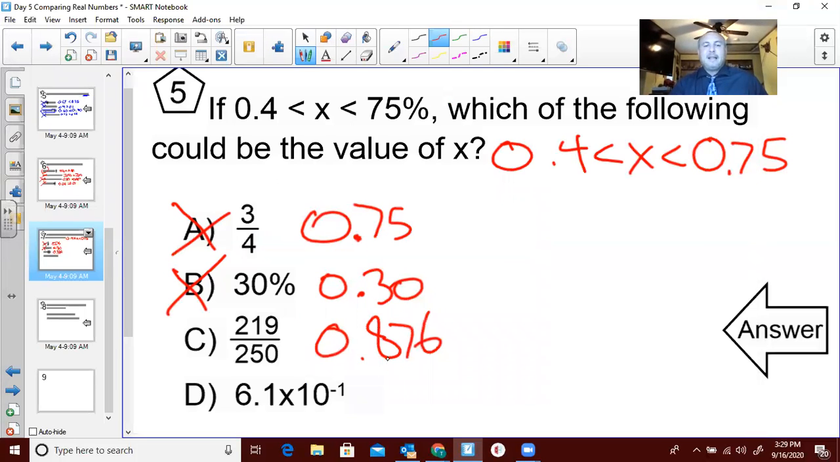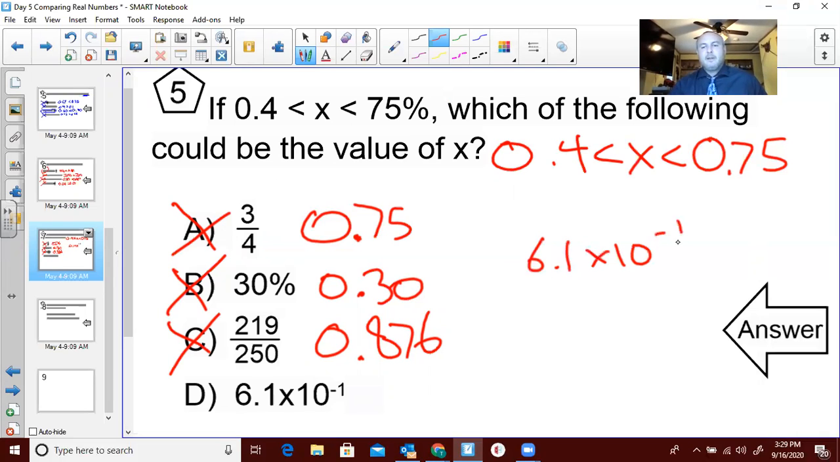0.876. I can tell that 0.876 is certainly greater than this, 0.75. So it's not going to be able to fit in the middle. So now I can assume that this is my right answer, but we don't assume anything in math. We solve it. I've showed you how to do this on the calculator. Let's go ahead and do this one by hand.